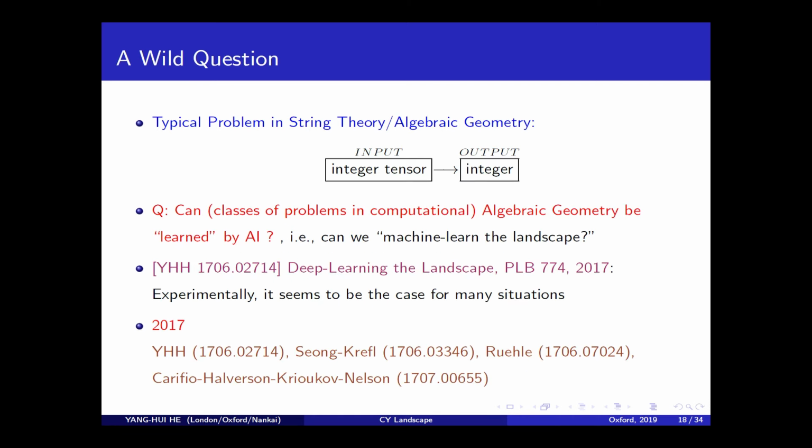So here's a wild question. If the typical problem in string theory and algebraic geometry is turning an integer tensor input into some kind of integer output, why bother calculating anything at all? So what do I mean by this? A natural question to ask is, is it possible that classes of problems in computational algebraic geometry can be learned by AI? After all, so far I haven't mentioned machine learning, but this is where machine learning meets physics. So in other words, can we machine learn the landscape of string theory?